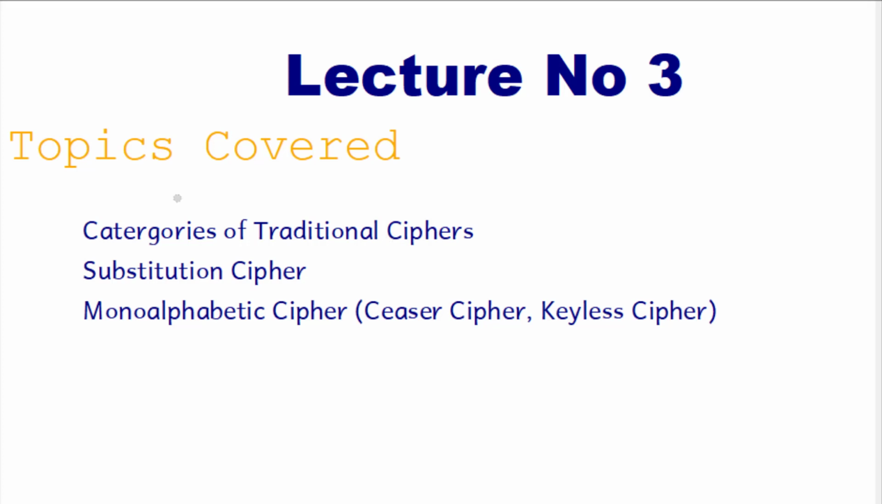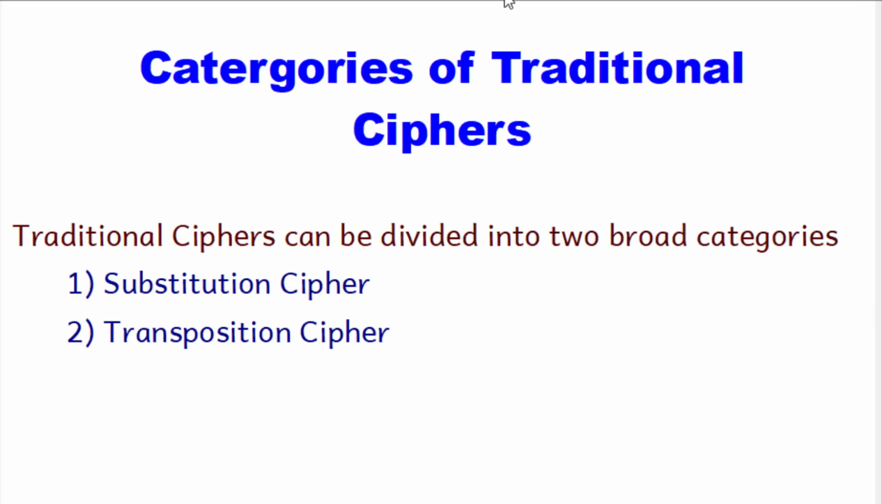This is lecture number 3 and we will cover these 3 topics in this particular session. That is categories of traditional ciphers, substitution cipher, monoalphabetic cipher, in which we will study the Caesar cipher and the keyless cipher. So we start with the categories of traditional ciphers.